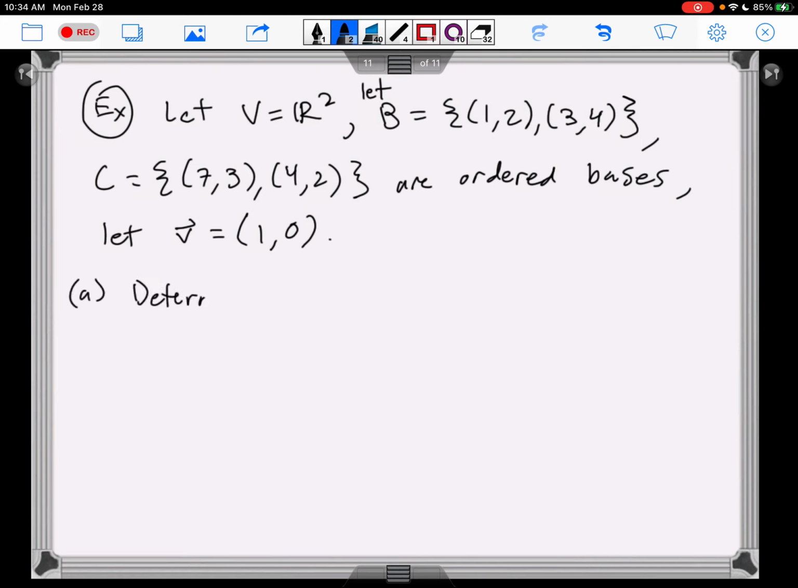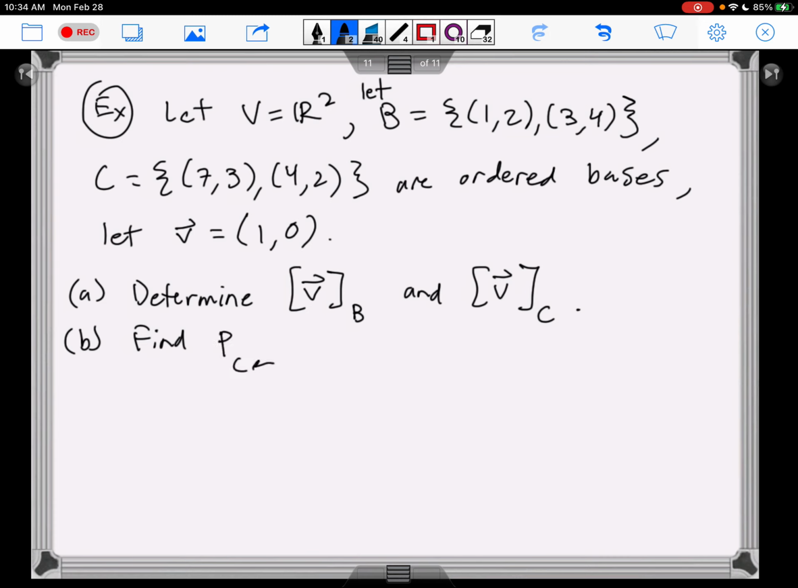So part A is going to be to determine V relative to B and V relative to C. And part B is going to be to find P, the change of basis matrix from B to C, and the change of basis matrix from C to B. Okay. Let's start with part A.